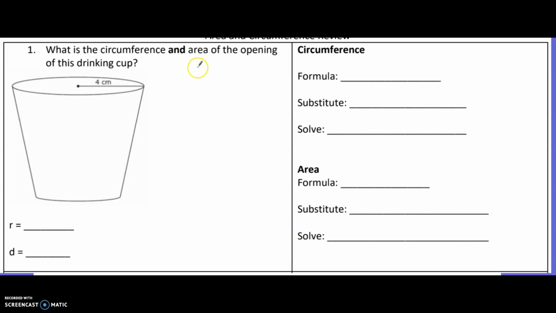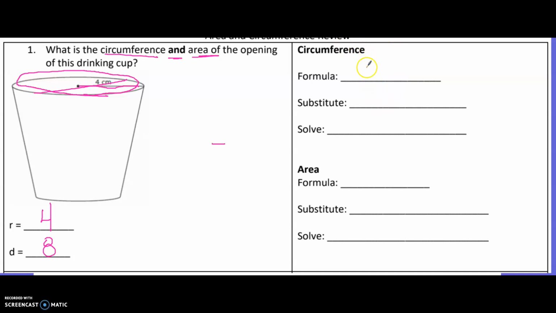What is the circumference and area of the opening of this drinking cup? So the opening of the drinking cup is here. And if we're doing circumference and area, then we need to be sure that we have the radius and diameter. Radius goes halfway, short line, short word. Radius is 4. The distance all the way across the circle, therefore, would be 8.